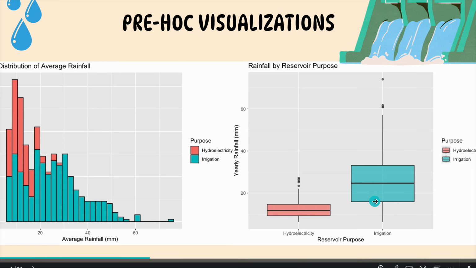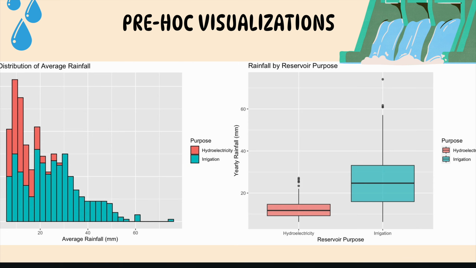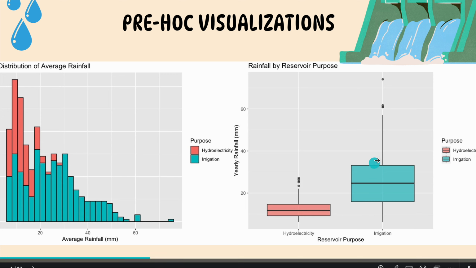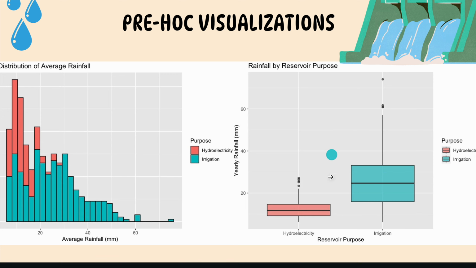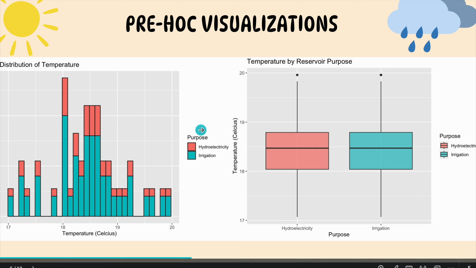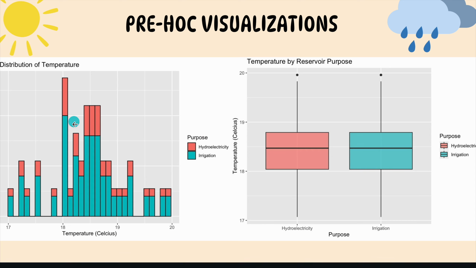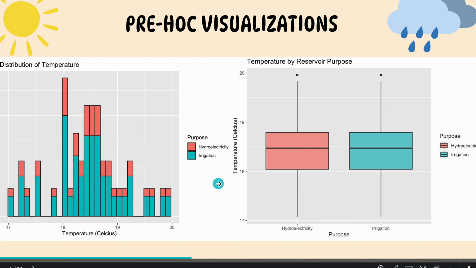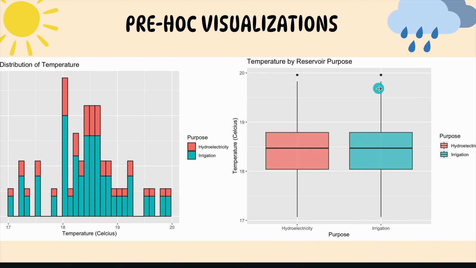And then we have the distribution of rainfall by reservoir purpose. Again, it could just be because my sample sizes are not equal, but irrigation purpose reservoirs tend to have a higher amount of yearly rainfall than hydroelectric ones. And then here's the temperature distribution. I have a much more even distribution of temperature than rainfall, or just more widespread. And here is temperature by reservoir purpose on the right, and as you can see, temperature does not have as much of an effect on the purpose of a reservoir.